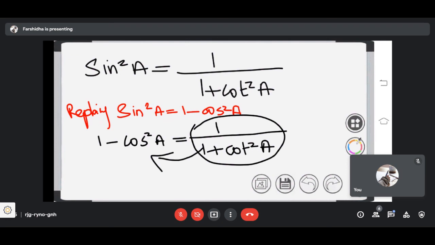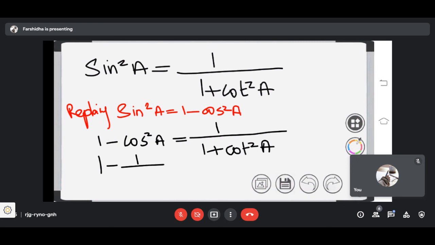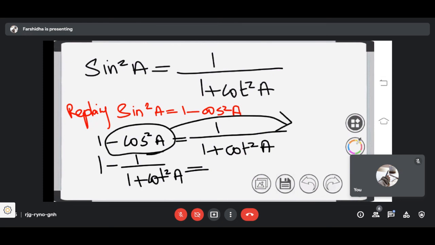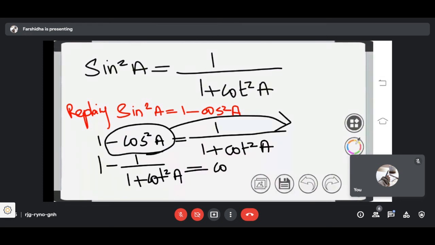So this term is plus 1 by 1 plus cot square A. When I take it to this side, it will become negative: 1 minus 1 by 1 plus cot square A equal to, minus cos square A to this side, so minus will become plus, simply cos square A.